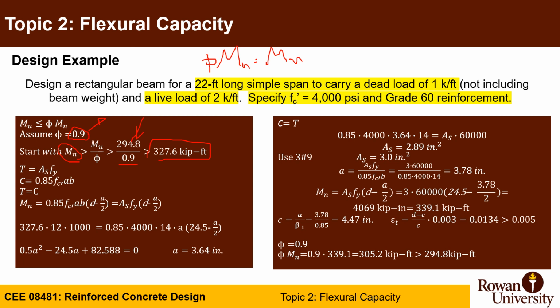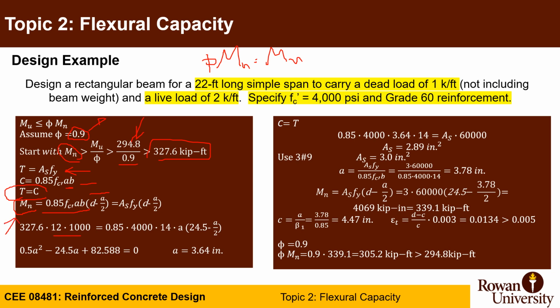So our M nominal has to be more than 327.6 kip foot. You know always T is As times F yield, assuming steel is yielded, because this is the main assumption. We even have to make the steel yielding over 0.005 strain. Concrete compression is 0.85 F prime C A B, correct? You know C equals T, and the nominal moment is equal to C or T multiplied by the arm. So this is the C value, we're going to use it, and the arm is D minus A over 2.